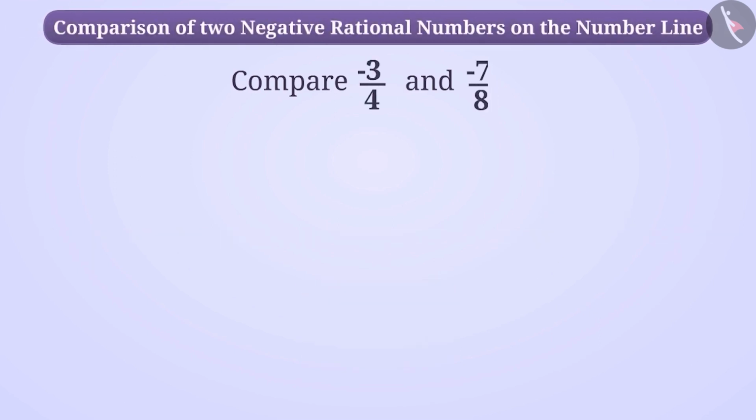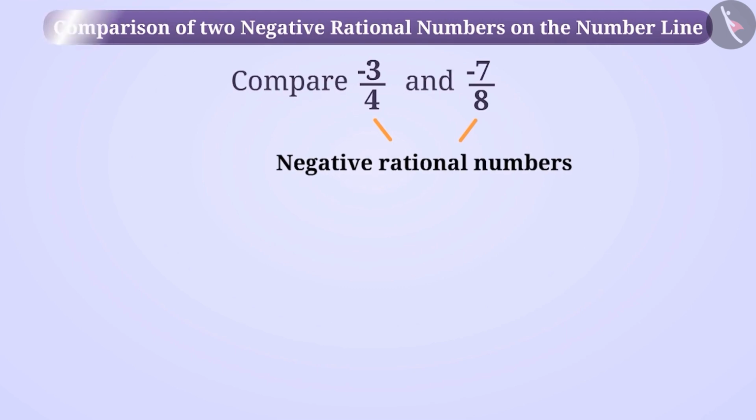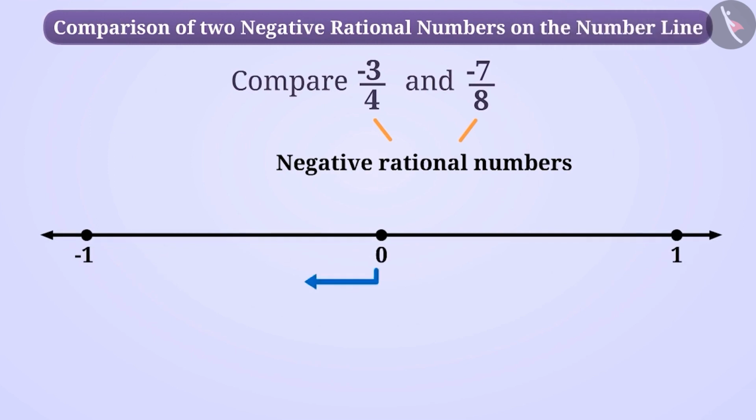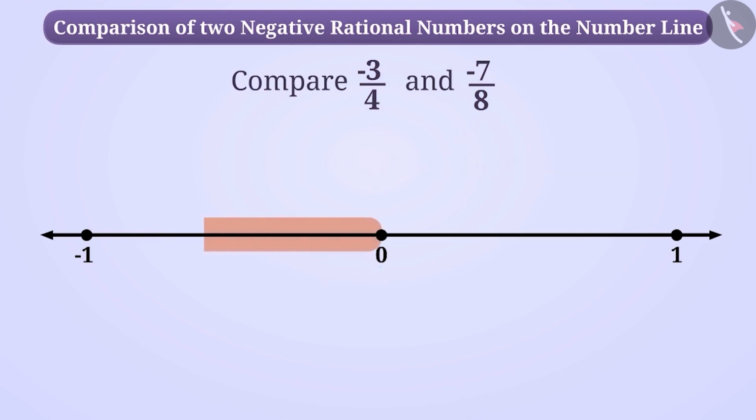Similarly, let's compare -3/4 and -7/8. Because both are negative rational numbers, their position is to the left of 0 on the number line. Since in both numbers, the numerator is smaller than the denominator, their position will be in between 0 and -1 on the number line. The location of -3/4 can be represented by dividing the distance between 0 and -1 into 4 parts and taking 3 parts out of it.